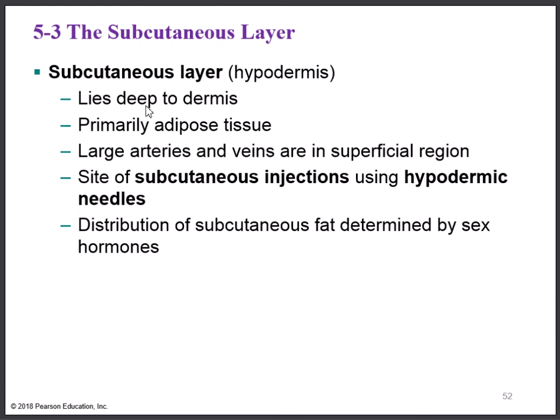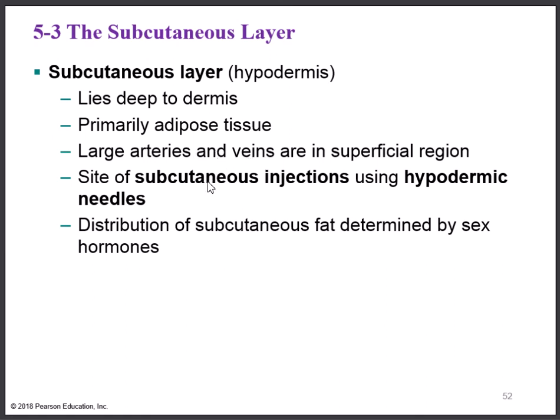So the subcu or the subcutaneous layer, some people call it the hypodermis. This is the area that lies deep to the dermis. The main thing we see in here is adipose tissue. There is also some loose areolar connective tissue in there, but what we typically see is going to be the fat. Primarily, we're going to see large artery and veins in the superficial part of the subcu, right? That's what we call the cutaneous plexus of blood vessels.